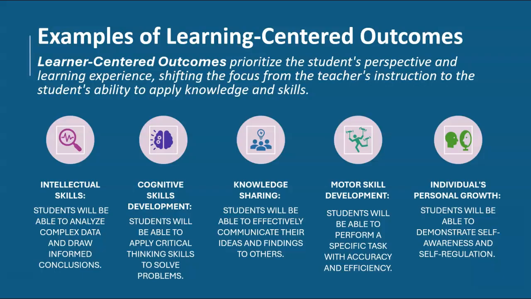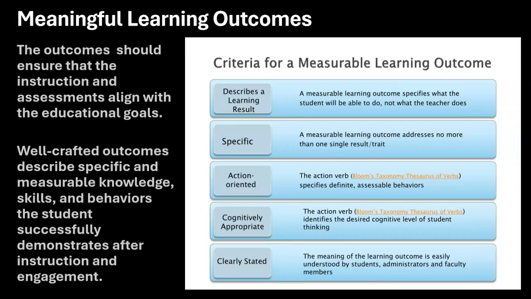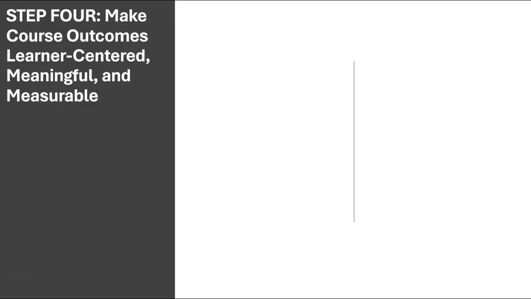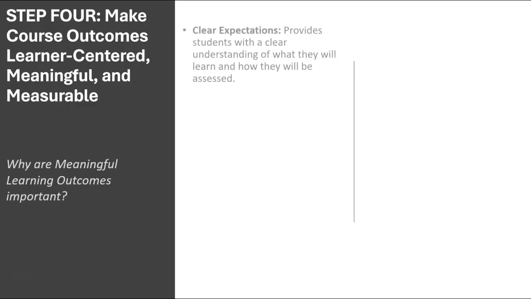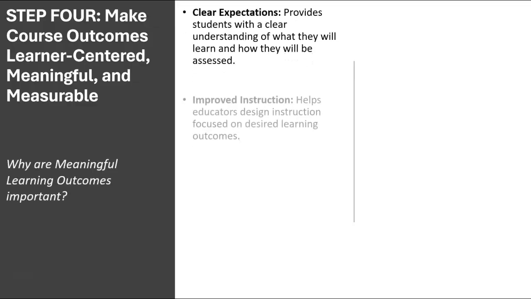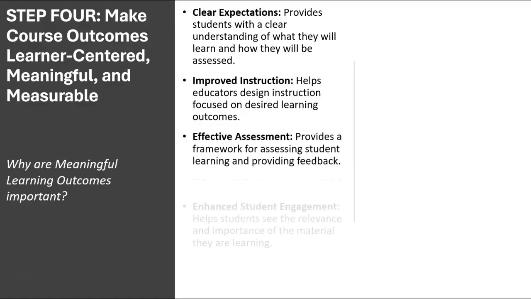ACUE also emphasizes meaningful learning outcomes. They should be like SMART goals with clarity, specificity, measurability, and an appropriate action verb that captures the learning result and cognitive level of that result. These charts lay out the reasoning behind meaningful learning outcomes and the component parts that make an outcome meaningful.